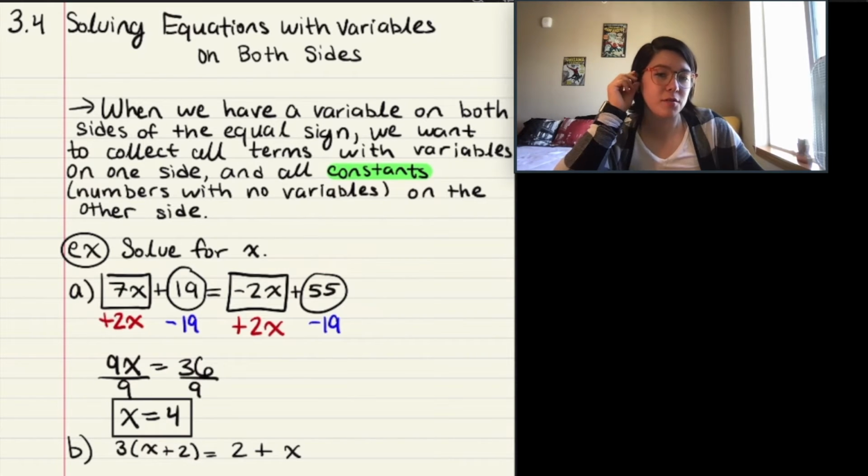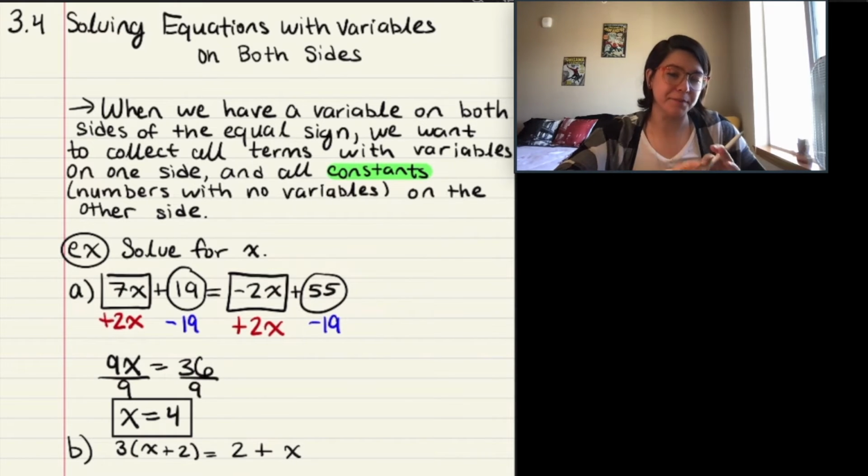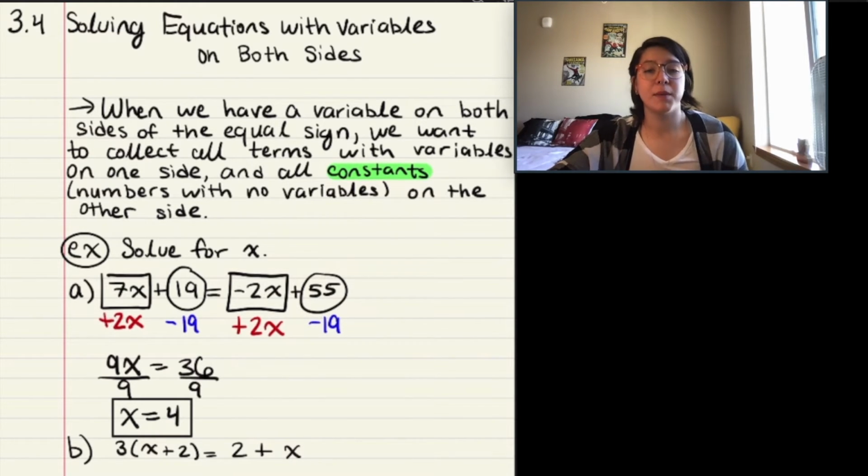So I encourage you to do letter B on your own. It looks like we're going to have to do a little bit of simplifying before we can move stuff around. But try it on your own. Make sure you have all the variables on one side of the equation and all your constants on the other, and then solve for x.